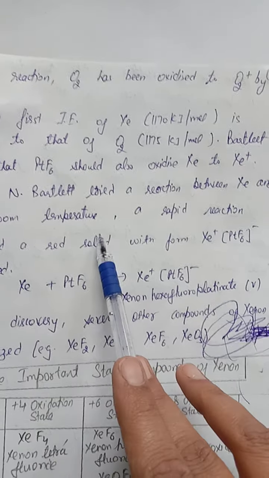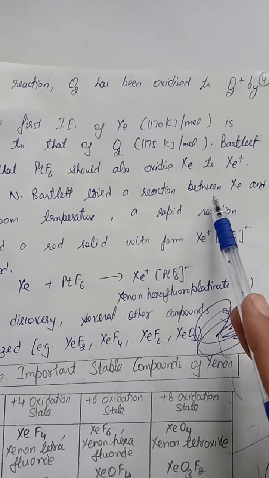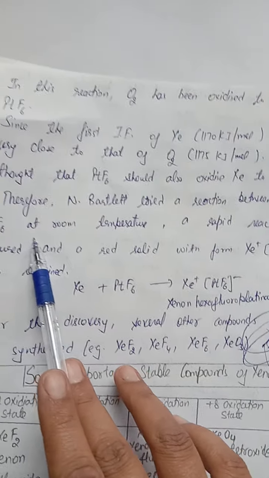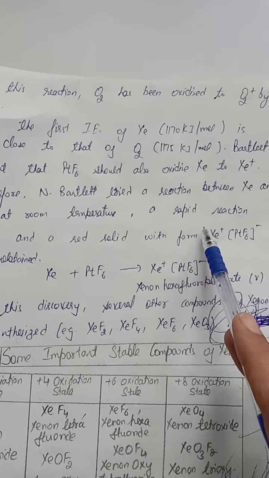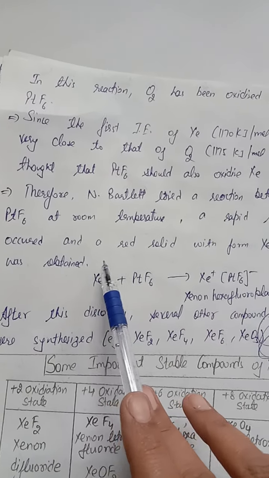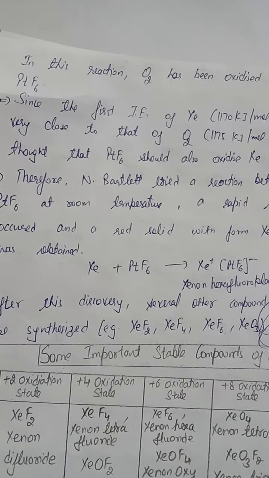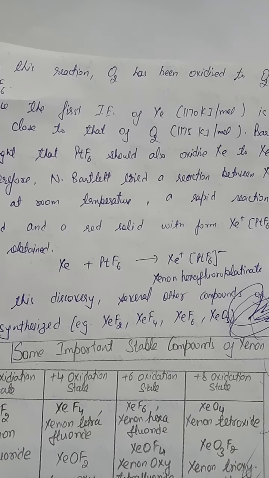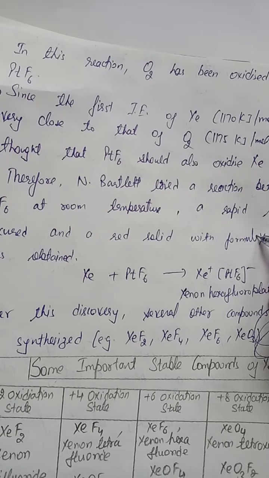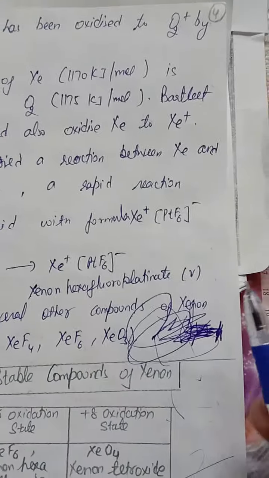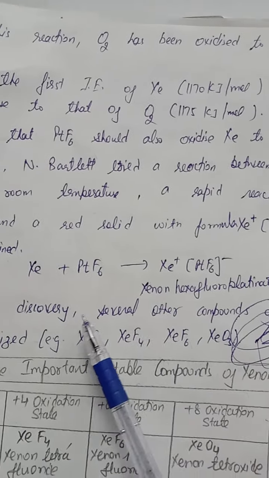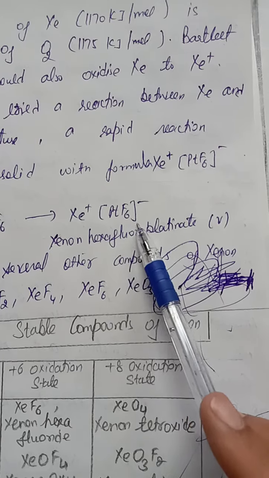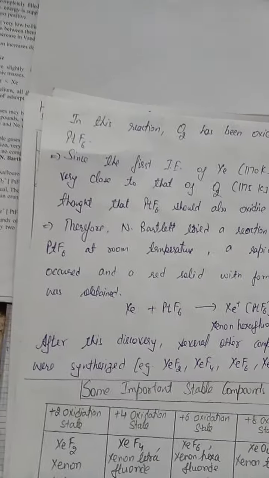So N. Bartlett tried a reaction between xenon and platinum hexafluoride at room temperature, and he was surprised to see that a rapid reaction occurred, and a red solid with the formula Xe+ PtF6- was obtained. Its name is xenon hexafluoroplatinate(V).